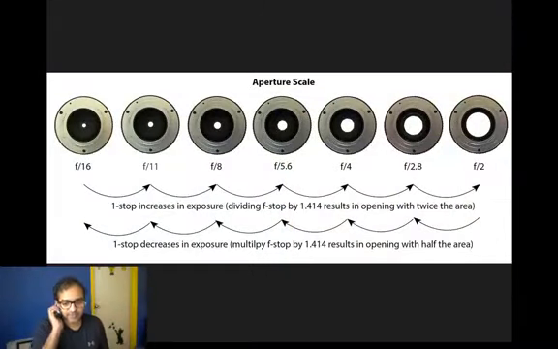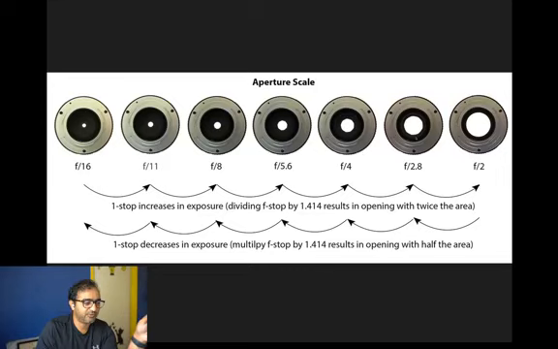Okay. So in aperture, forget the numbers for now, but just think about the physical representation of it. When you have a large aperture, which is this large opening, it means you're letting in more light, right? As you start closing down the aperture, it means you're letting in less light. So that's how you control the amount of light coming in.